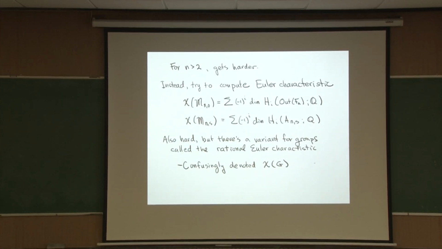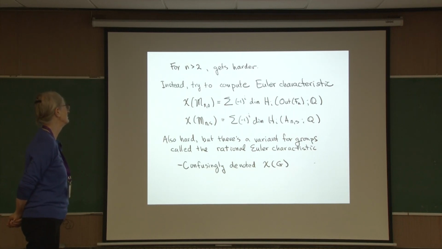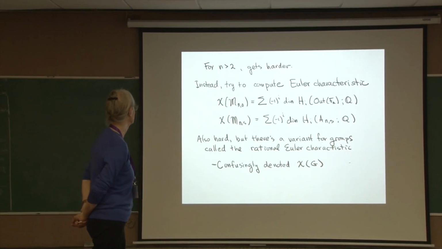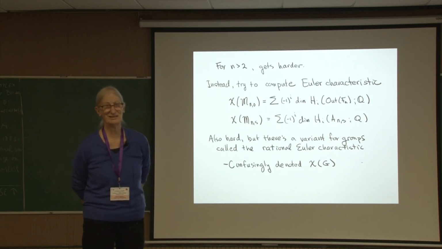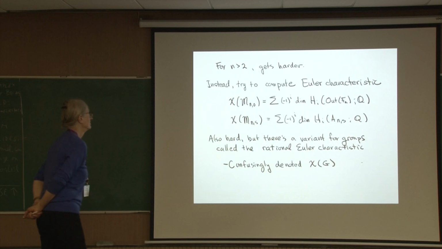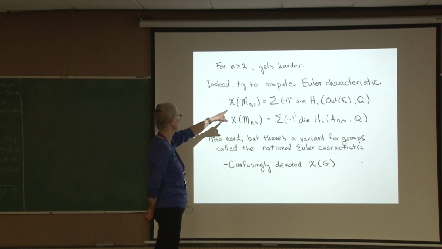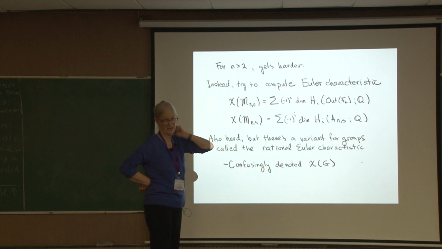Yeah. So for n bigger than 2, it gets much harder to compute anything. And so instead, it's kind of standard in cohomology theory: if you can't compute cohomology, try to at least compute the Euler characteristic. So the Euler characteristic of the moduli space of graphs with no leaves is the alternating sum of the dimensions of the homology of Out(Fn).